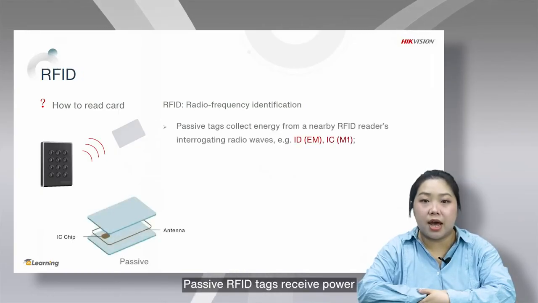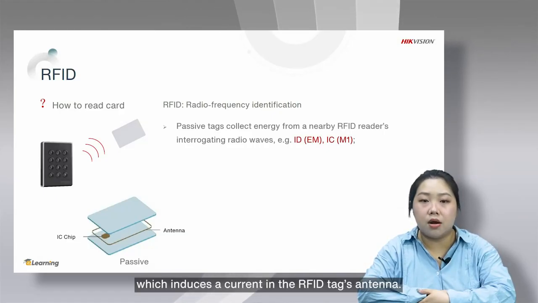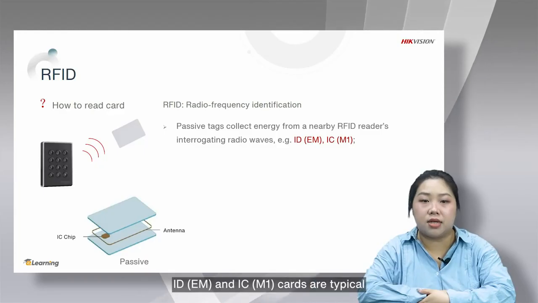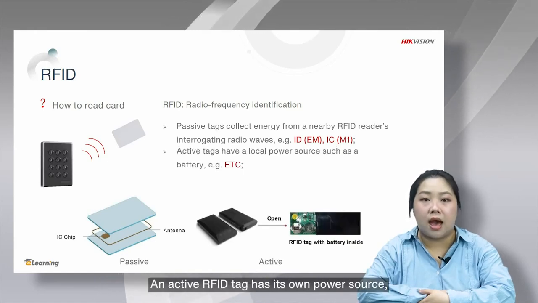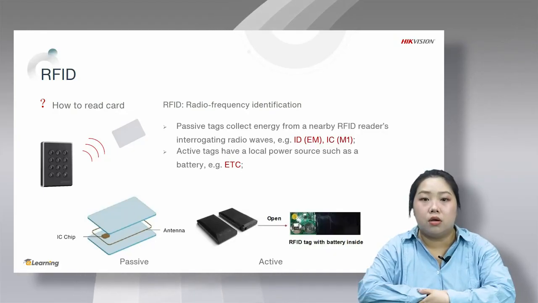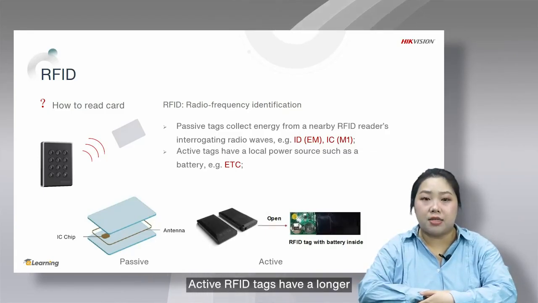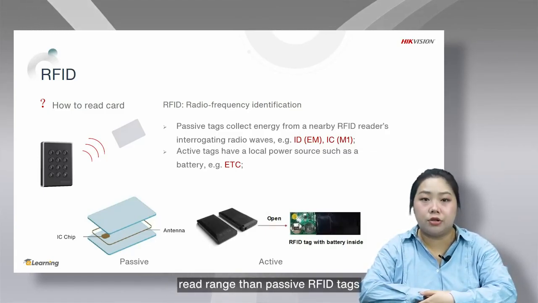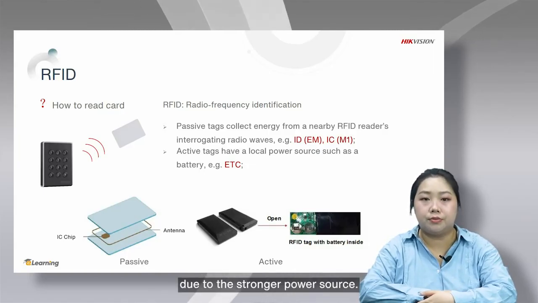Passive RFID tags receive power from the reading antenna found in the card reader, which induces a current in the RFID tag's antenna. ID and IC cards are typical examples of passive RFID tags. An active RFID tag has its own power source, often a battery, for example ETC. Active RFID tags have a longer read range than passive RFID tags due to the stronger power source.